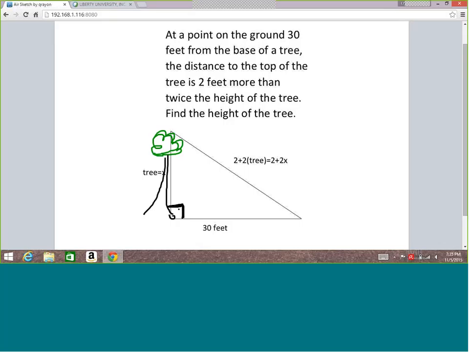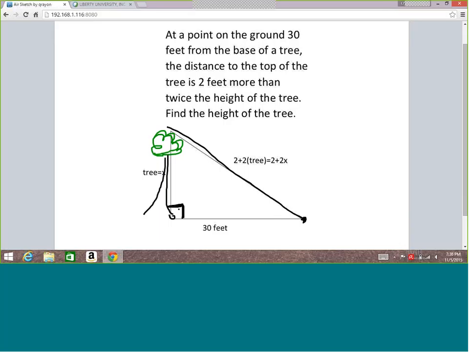And we're told that the point on the ground from the base of the tree is 30 feet away. And we're also told that the distance from that point on the ground to the top of the tree is 2 feet more than twice the height of the tree. So that's 2 plus 2x, that piece right there. If you don't draw a picture, you're going to have a really hard time with this question, okay? Especially when you're given practical situations.